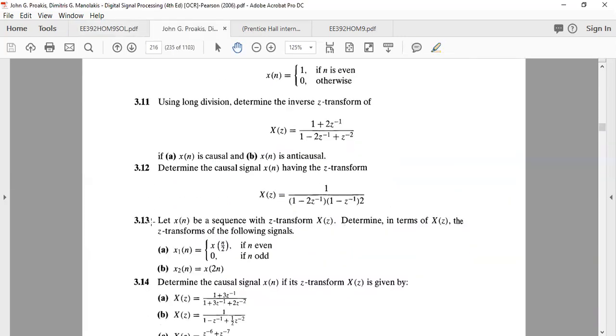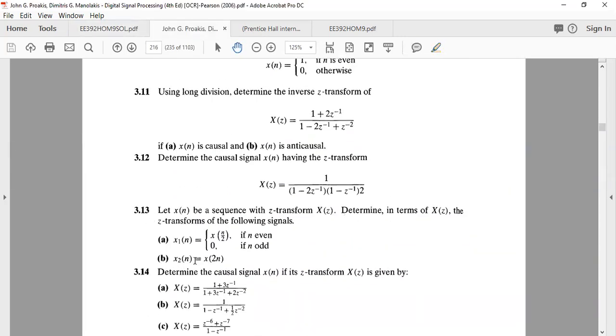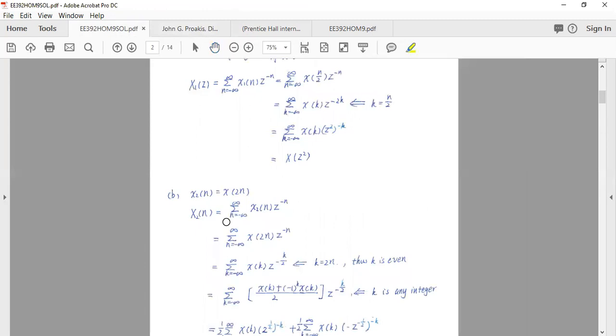Part B, x2 of n is equal to x of 2n, right? So basically, again, using the z transform definition, if we are finding the z transform of x2 of n, we just need to replace x of n with x2 of n in this particular case. Using the z transform definition, we can rewrite that in terms of summation, and we'll get this particular term. Then we can see that x2 of n is equal to x of 2n, so we can replace x2 of n with x of 2n. So we will get this particular term.